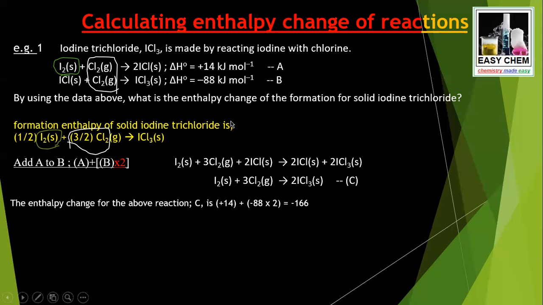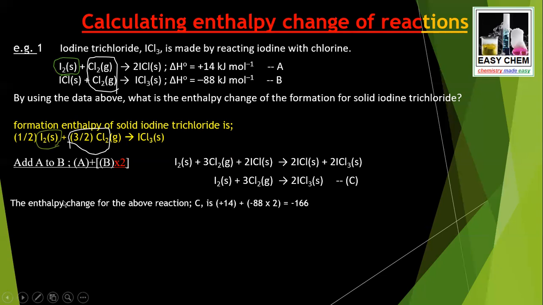One more thing you must remember. Here in the yellow equation, there's only 1 ICl3. But in this equation C, we have 2 ICl3. So it's okay. We will go ahead with the work, get the value for the enthalpy change for C. But because equation C has 2 ICl3, but my standard equation has 1 ICl3, the answer you are getting here can be divided by 2.